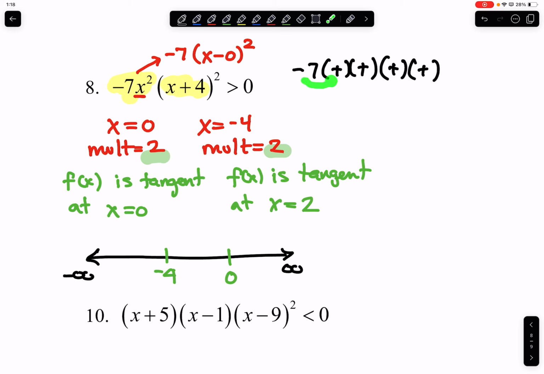Well, a negative times a positive is going to be negative. A negative times a positive is negative. And then that negative times this positive is negative, and then that negative times this last positive is negative. If I multiply all of these positives, that's going to be positive. So this negative number times this positive number gives me a negative value. So in this section right here, that's going to be a negative value. And because it's tangent at these locations, the graph never crosses the x-axis and does not alternate between going above and below, because those two zeros are tangent, and the graph will look like this.